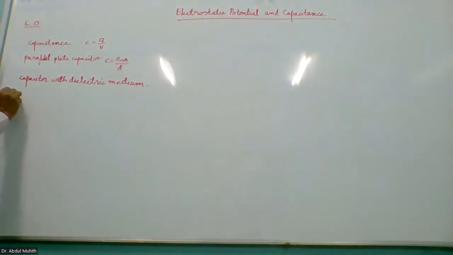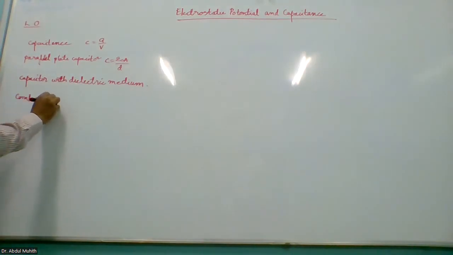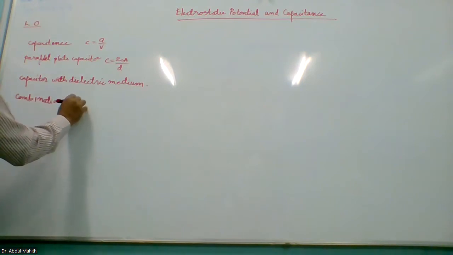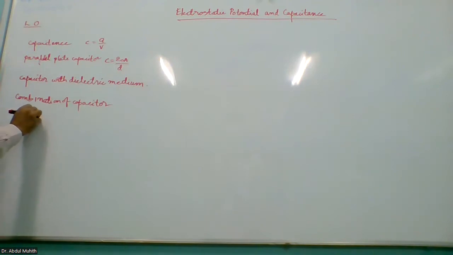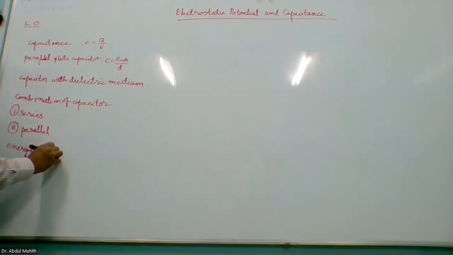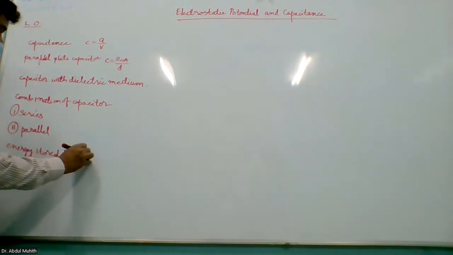After that, we have the combination of capacitors. We have series and parallel. The first one is series, the second one is parallel. And the last one is energy stored in a capacitor. These are the topics to be done.